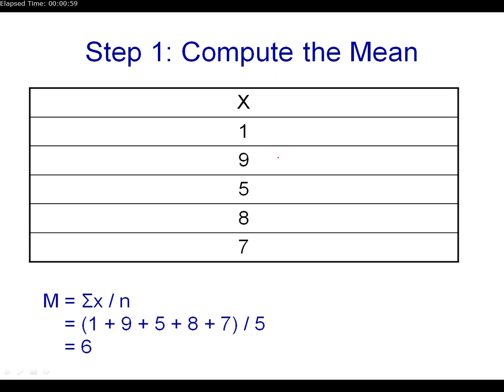And so let's go ahead and compute the mean. How do I compute the mean? We've done this before. We take the sum of x divided by the n. So we take 1 plus 9 plus 5 plus 8 plus 7 and divide it by 5, and that equals 6. That's the mean.